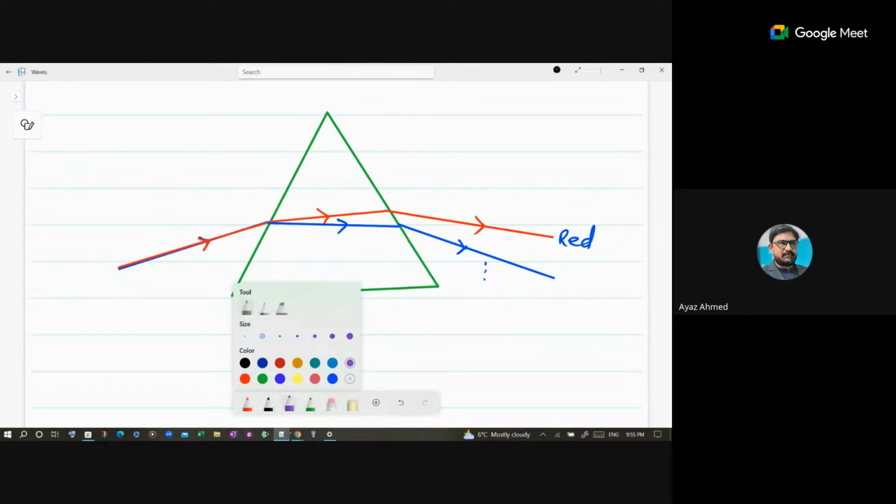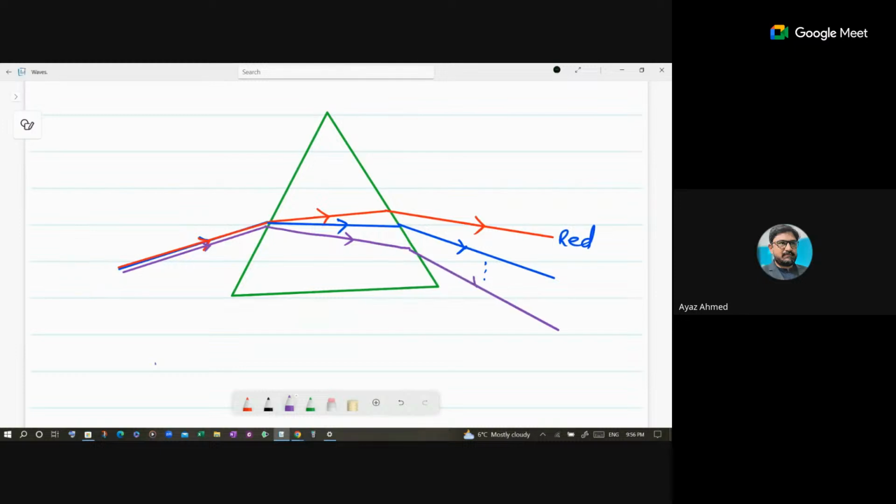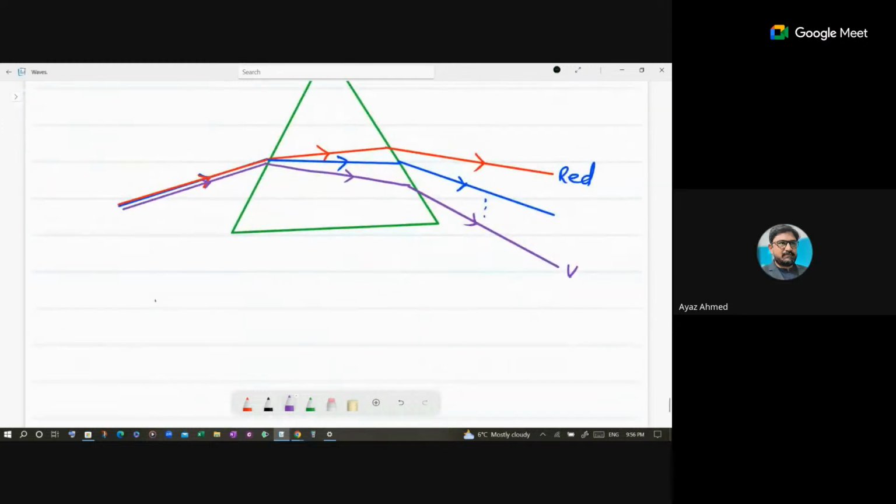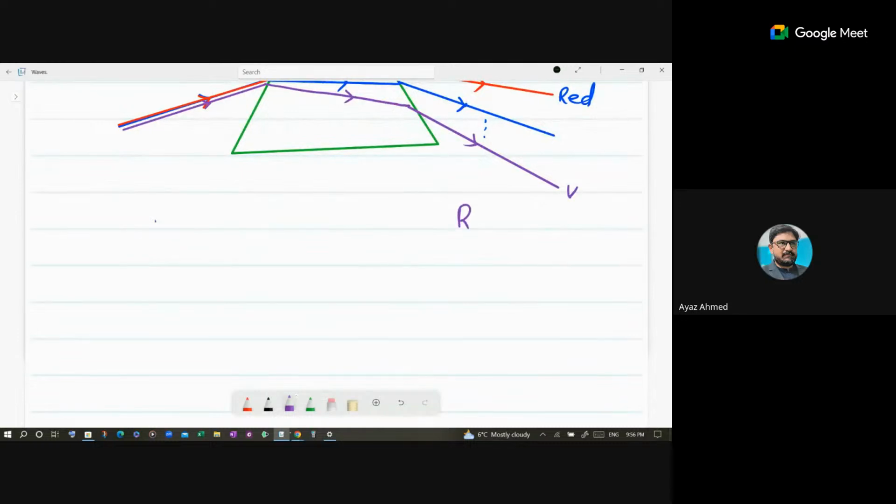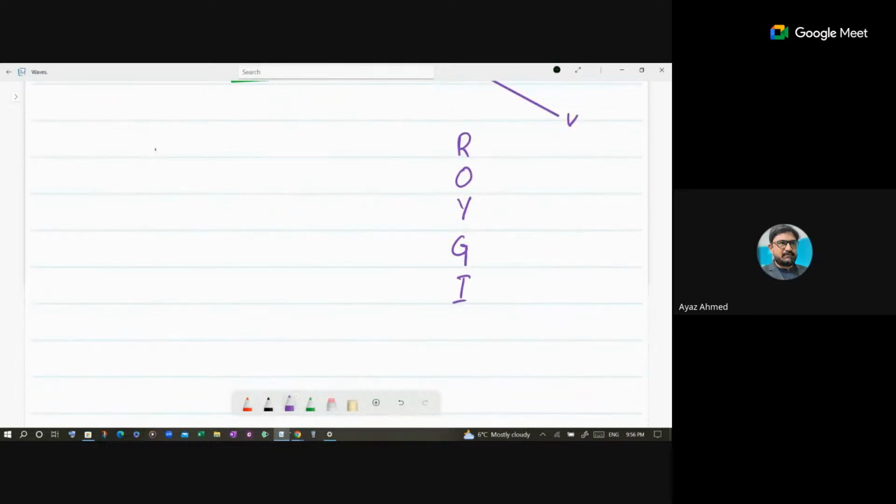Where will be the violet color? If I incident the violet light at the same angle, what will happen to that? It would have the largest deviation like this. So overall, if I say the bending order is red, orange, yellow, green, sorry, after green there is blue, indigo, and violet. So this is your bending order. Violet bends more and red bends least.